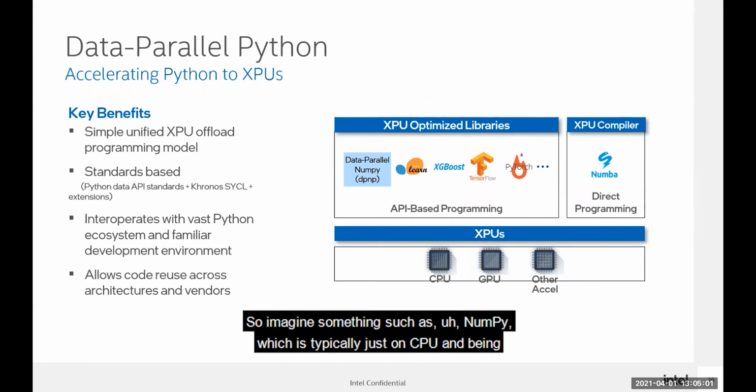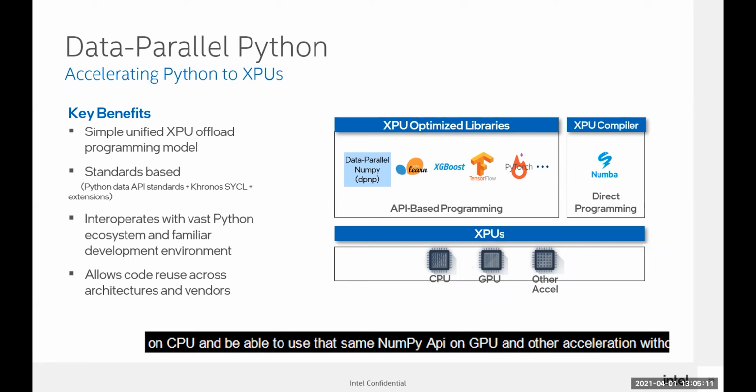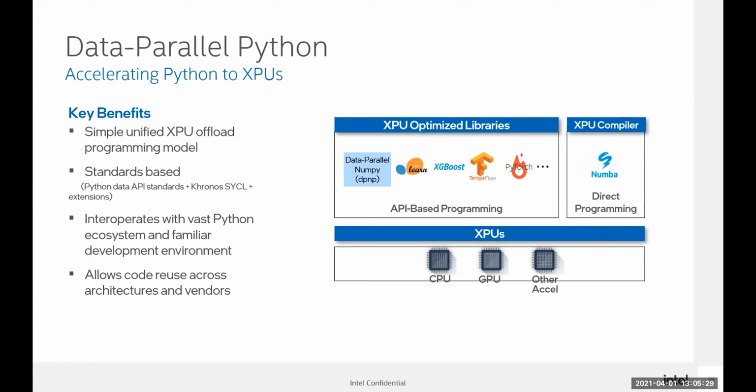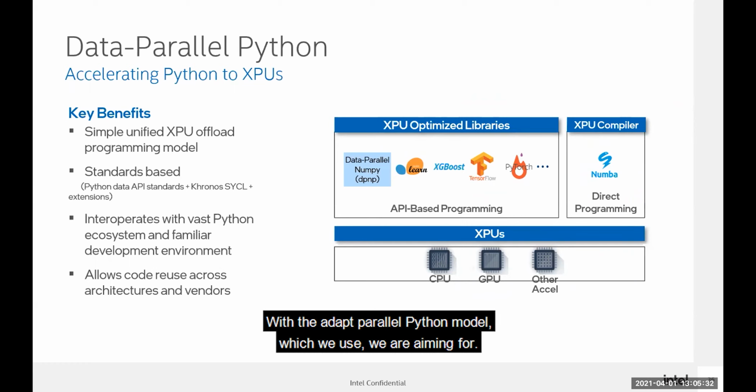So imagine something such as NumPy, which is typically just on CPU, and being able to have data parallel Python and data parallel NumPy available not only on CPU, and be able to use that same NumPy API on GPU and other accelerators, without having to change any of your frameworks, without having to worry about memory conflicts, like using too much memory for different frameworks on different XPUs, different architectures.